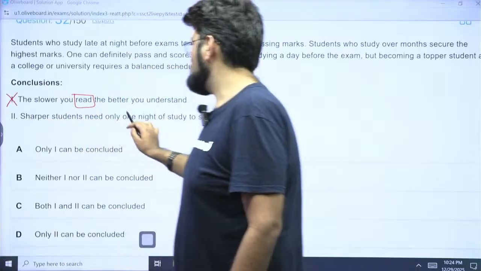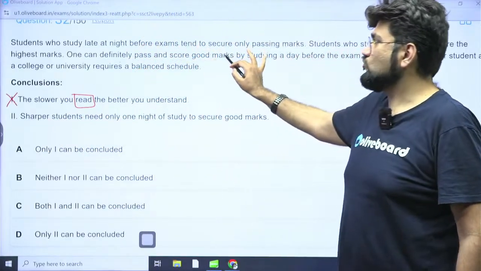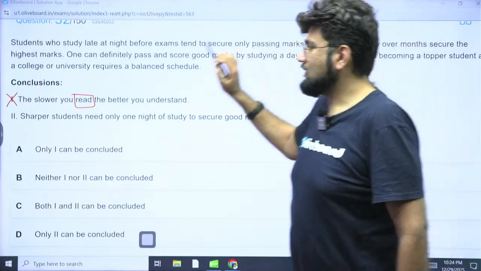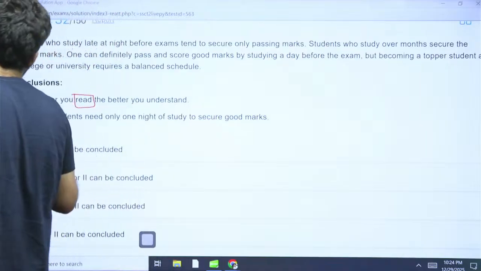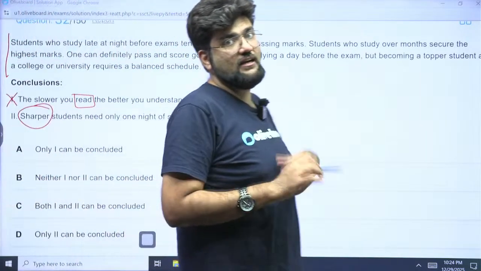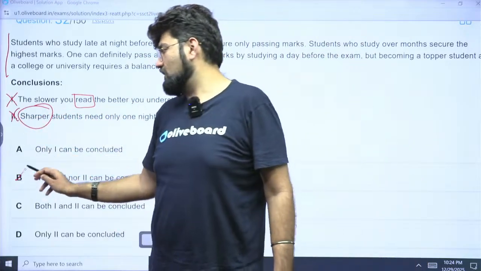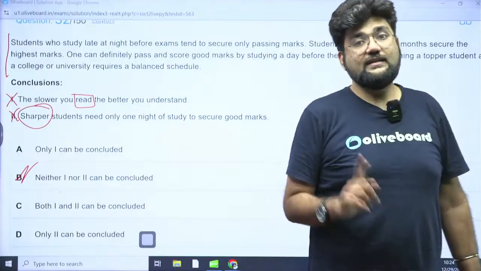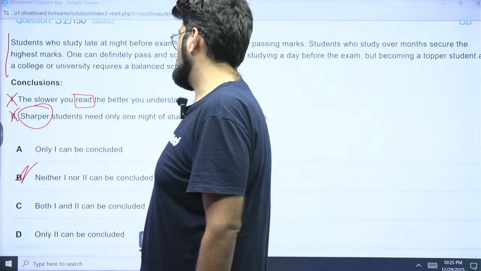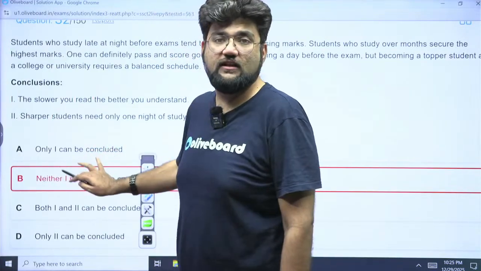The sharper students need only 1 night of study to secure good marks. Again, there is a mention of some students who can score good marks by studying a day before the exam, but they are not mentioning anything about them being sharper students. See, restrict your knowledge to the statement. You cannot think more than that. So technically this should also have been incorrect. The ideal answer should have been, neither 1 nor 2 concluded. Technically. But I don't know what is the thought process behind them marking answer 1 as the correct answer. This has been marked as correct, whereas I strongly feel this is the correct answer.